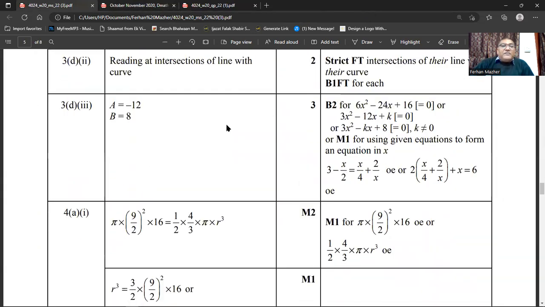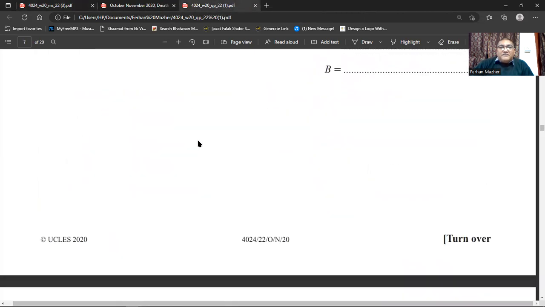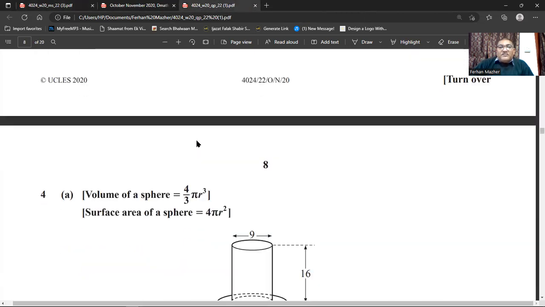A is minus 12 and B is 8. So our answers are right, sir. That was a 3-mark question.